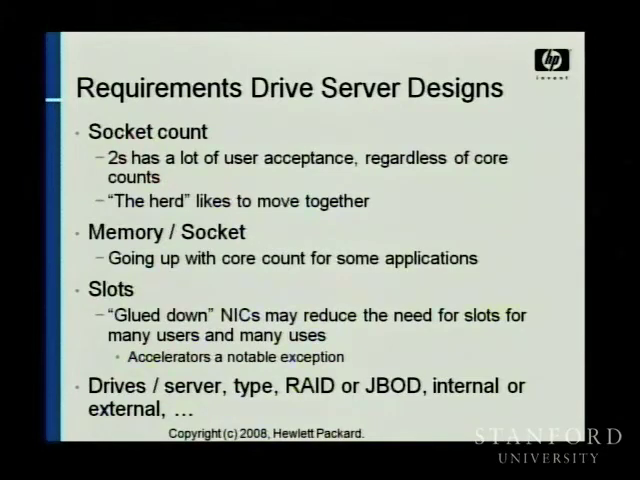And then there's a bunch of other stuff involving storage, how many drives they want per server, whether they want big ones or little ones, whether they want them RAIDed or just a bunch of disks, all sorts of detailed questions.